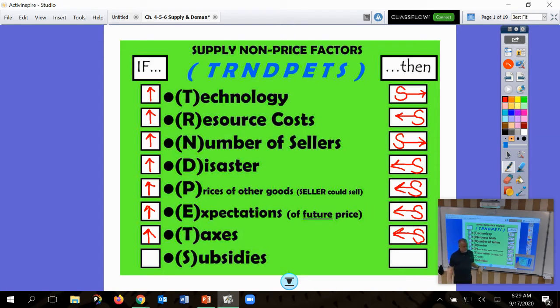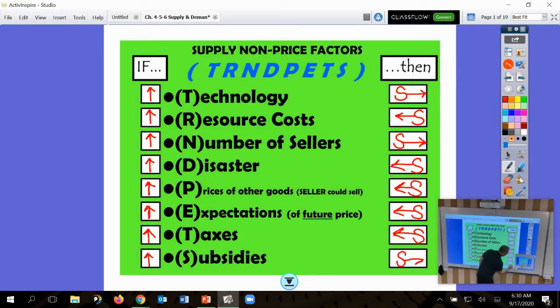Subsidies are the opposite of that. When you get a government subsidized situation, basically the government's cutting you a check and they're helping you with the cost of production because they want to see more of what you make. This applies to agriculture. Lots of industries are subsidized to some extent. So this would actually help supply.